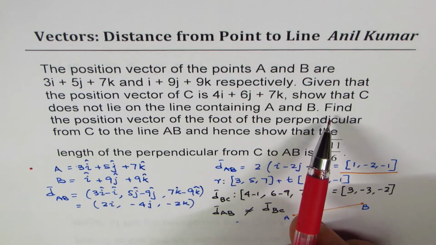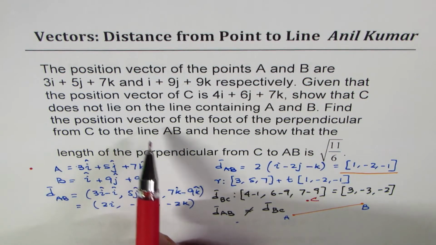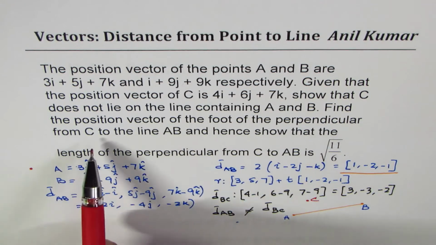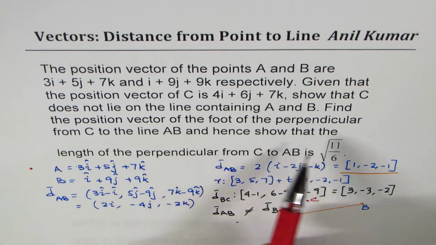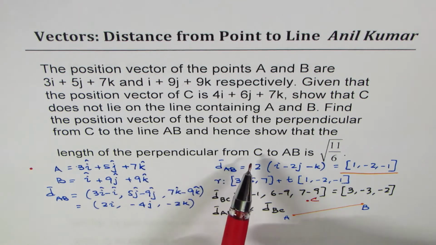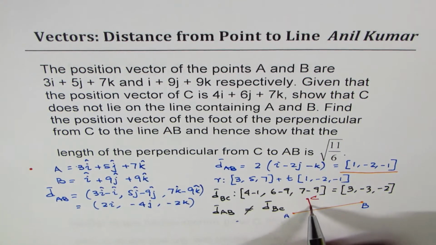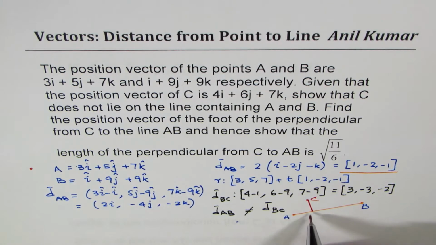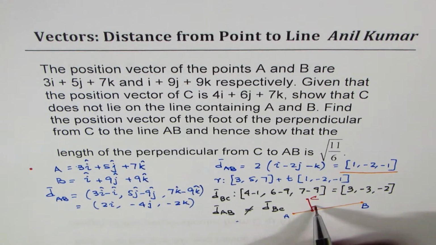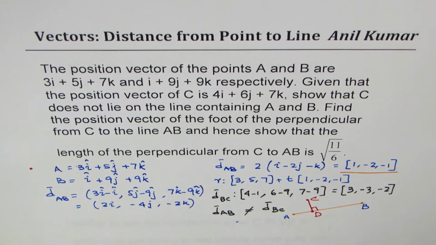Now the second part is to find the position vector of the foot of the perpendicular from C to AB, and hence show that the length of the perpendicular from C to AB is that. So now we'll try to figure out what is the foot of this perpendicular and how much is this length, right? So let this be at point D. So now we'll do that.